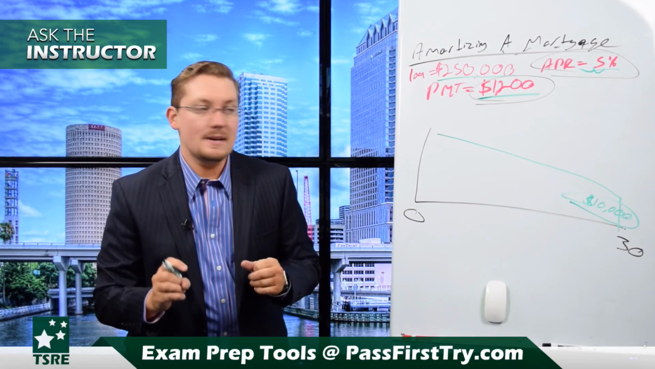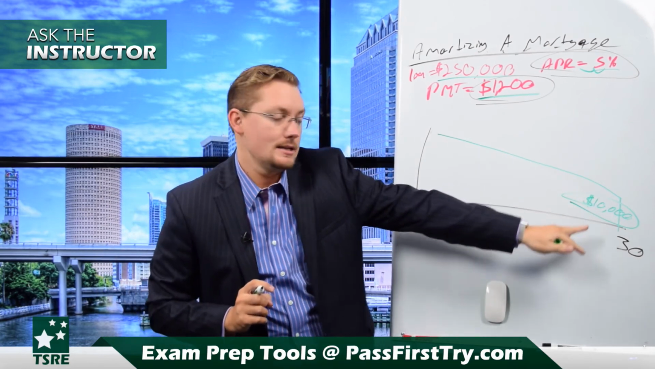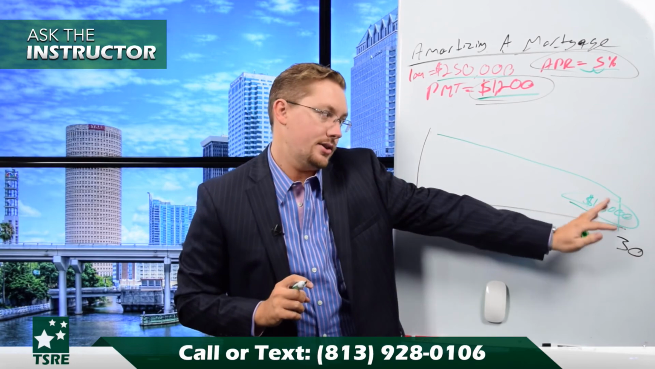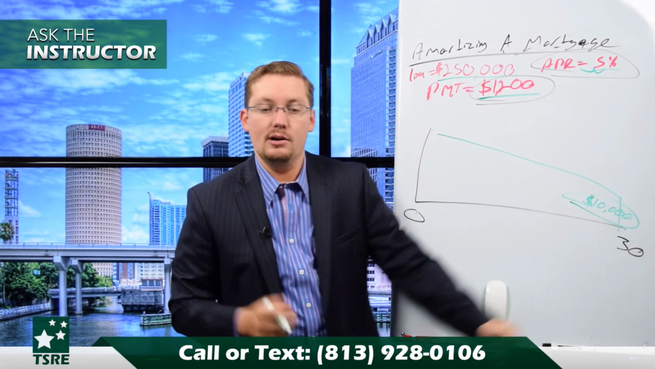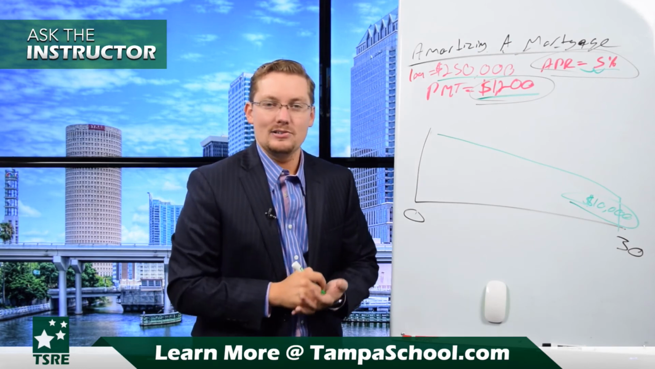So the balloon payment is when you have a partially amortized or partially decreased mortgage. You get to year 30 and you still owe money. That money that you owe is called a balloon payment. So hopefully that helps you out in understanding that stuff here.